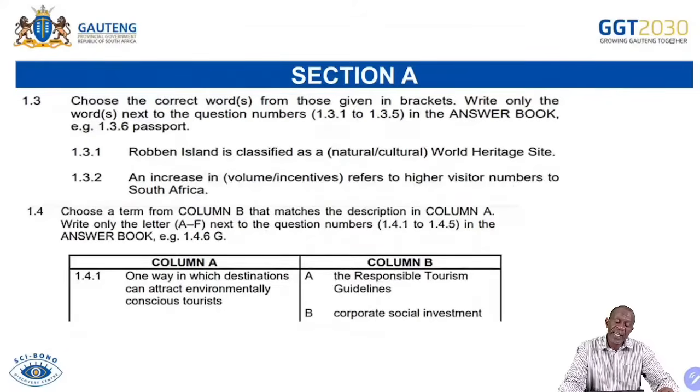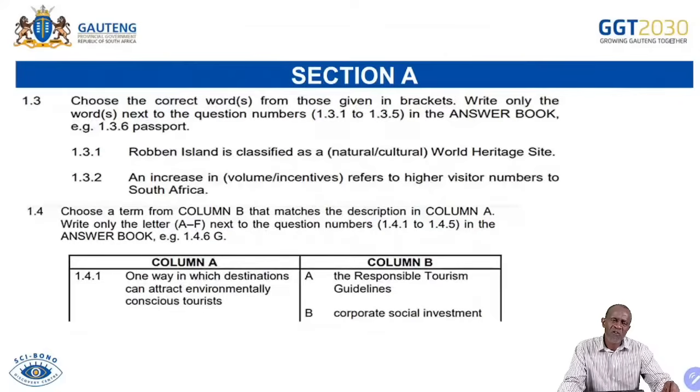Still on section A, 1.3, that is the next question. It says, choose the correct word or words from those given in brackets. Write only the word next to the question number 1.3.1 to 1.3.5. So the numbering that is followed by the question paper should be duplicated in your answer sheet.